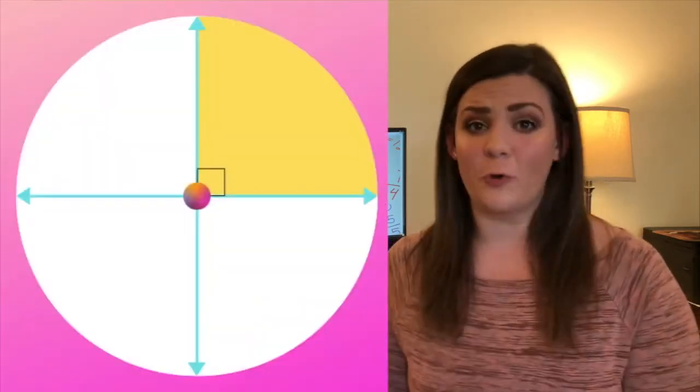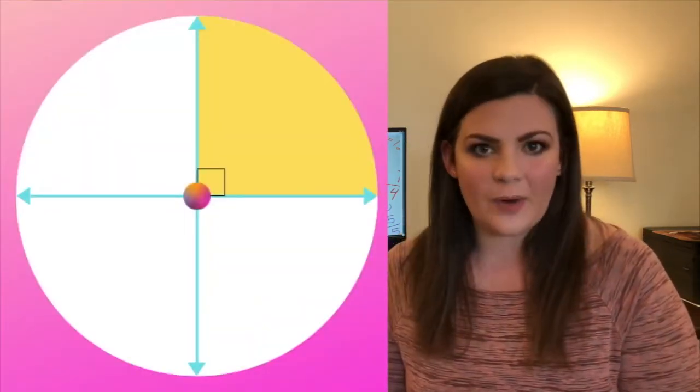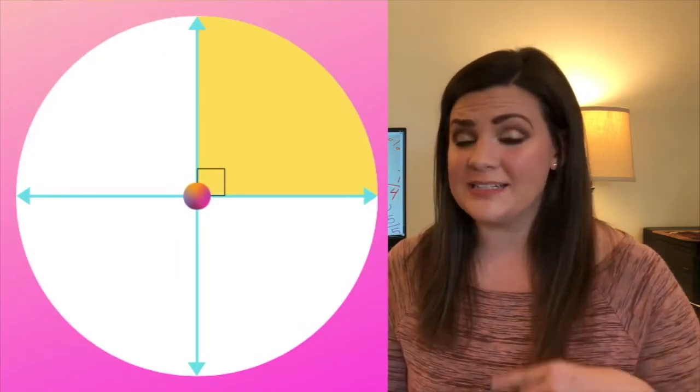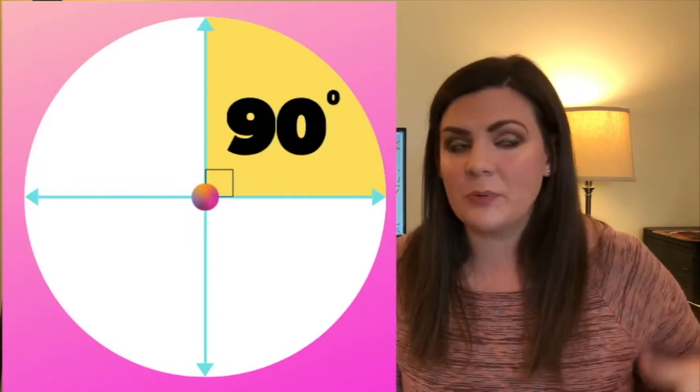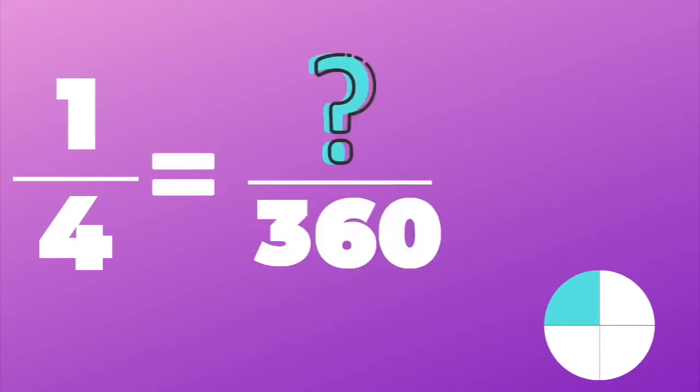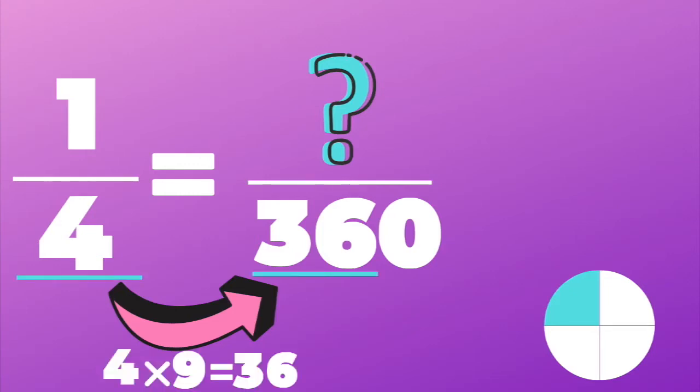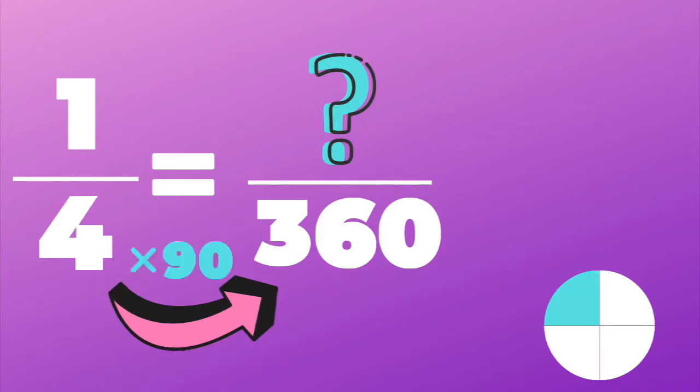Let's look at 1/4 of a circle. We know this is a right angle, which we found out means it has a measure of 90 degrees. But what if we didn't already know that? Could we still prove that it's 90 degrees? Why, of course! Let's first take 1/4. We're gonna set it equal to something over 360. What is the relationship between 4 and 360? Well, we know 4 times 9 is 36. So 4 times 90 must be 360.